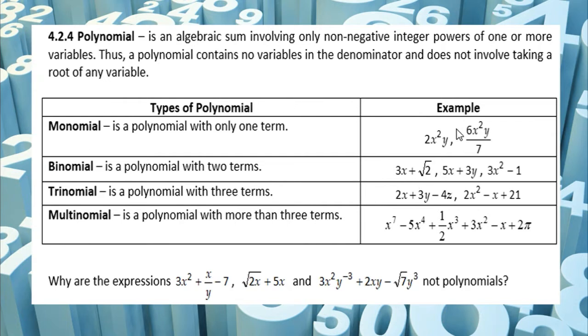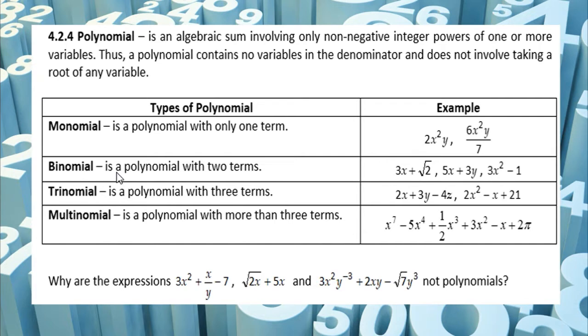Here we have a table. The first column lists the types of polynomial and the second column lists their corresponding examples. Okay, first we have the monomial. Monomial is a polynomial with only one term. So, this example is a monomial because it has only one term.